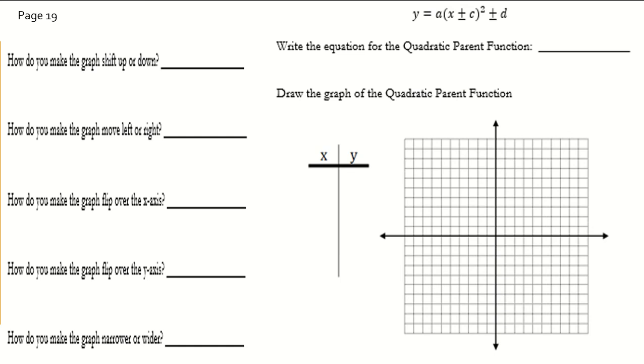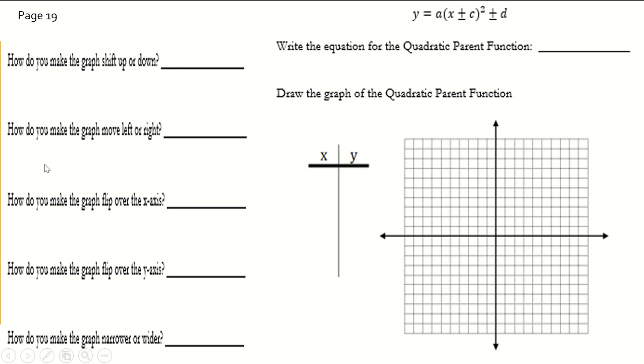Algebra 1 EOC STAAR Review, Category 4, Quadratic Transformations. At the top here you see the equation that we use to transform the quadratic or the parabola: y equals a times (x plus or minus c) squared plus or minus d.